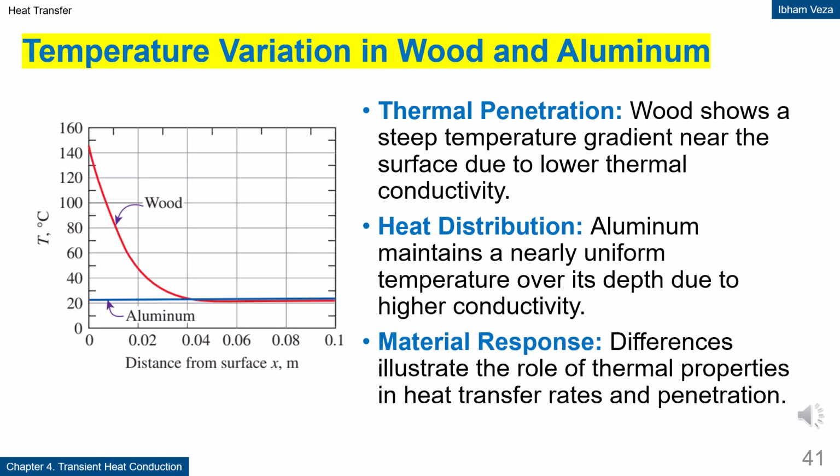Temperature variation in wood and aluminum. Wood exhibits a very steep temperature gradient near the surface because of its low thermal conductivity. In contrast, aluminum maintains an almost uniform temperature throughout its depth due to its high thermal conductivity. This difference illustrates how material properties strongly control the temperature distribution pattern. In wood, heat penetrates slowly, so changes are confined near the surface. In aluminum, heat spreads quickly, causing the entire body to experience temperature change.